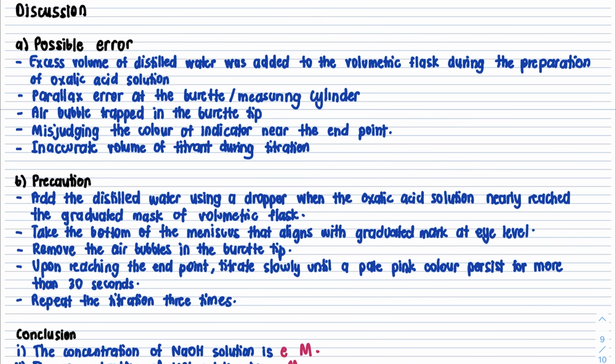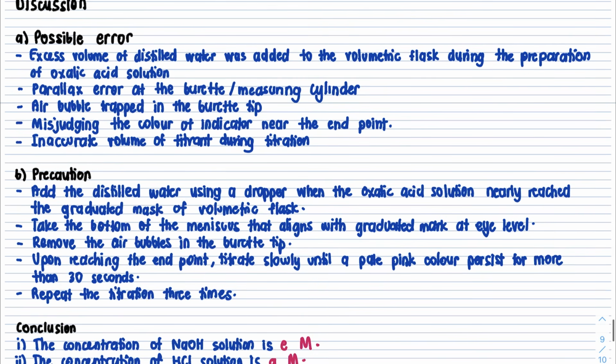And last but not least is the inaccurate volume of titrant during titration. So maybe sometimes you over added the base into our acid solution. So sebab tu lah sometimes colour dia lebih sangat. Okay, so how to overcome this? That's why we repeat the titration 3 times, and then for the calculation, we will take out the average. Okay, so that is for the discussion.